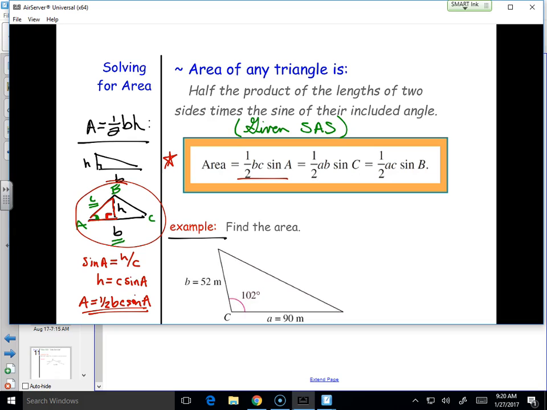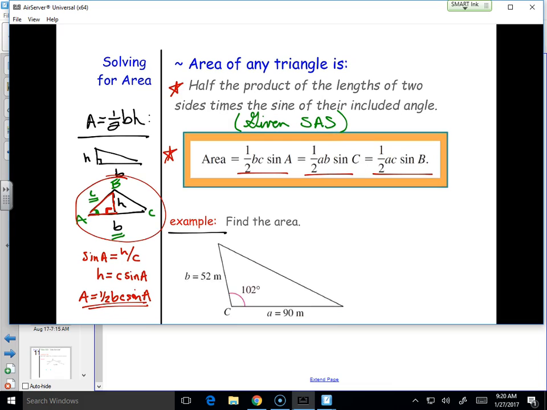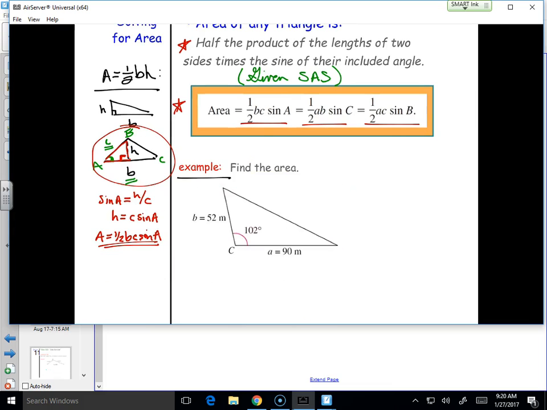Now, hold on. Gross, there are 3 different ways of writing it. But there's really only one way of saying it, which might make it easier. Half the product of the lengths of 2 sides times the sine of their included angle. Do we have to really figure out who's B, who's C, who's A? No. Area is equal to, ready? 1/2 the product of 2 sides times sine of the included angle.